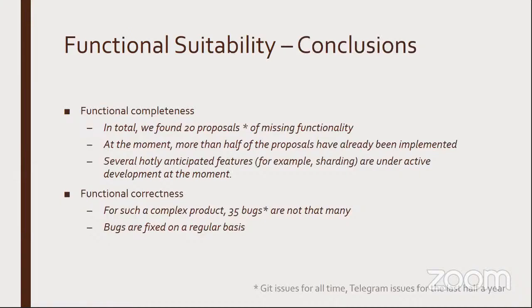In conclusion for functional stability, in total we found 20 proposals for missing functionality, which can be considered for the next releases of the product. Several features were anticipated, for example, sharding. And for correctness, we can say that for complex products, 35 bugs is not many. It could be 100, but it's not. And these bugs are fixed on a regular basis. It's very good for such a big product. So, next slide.